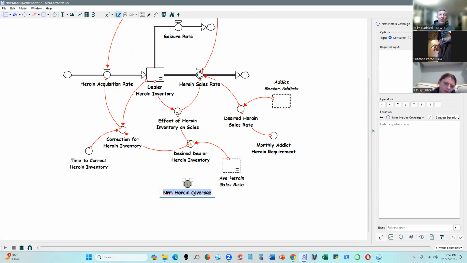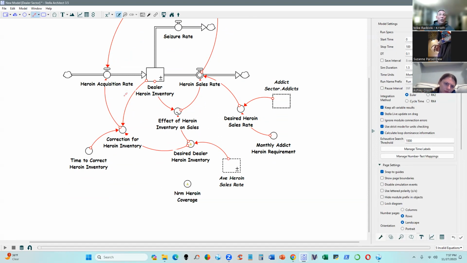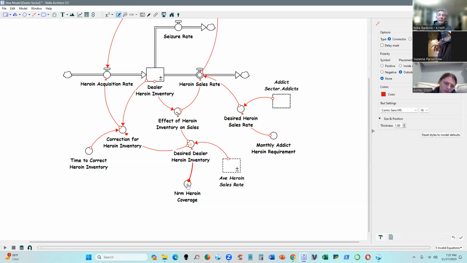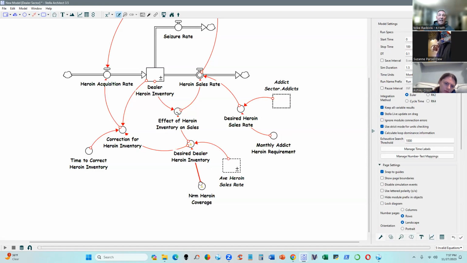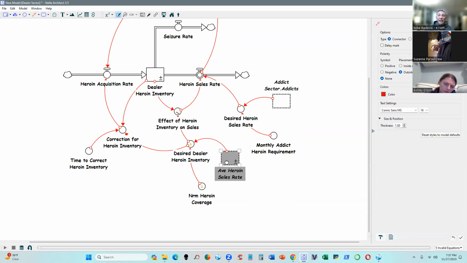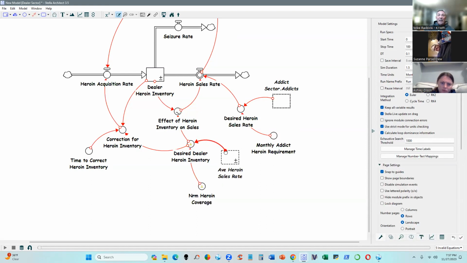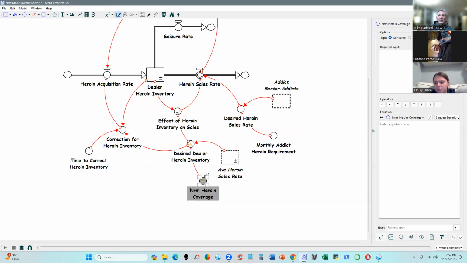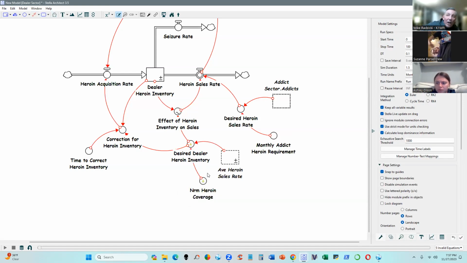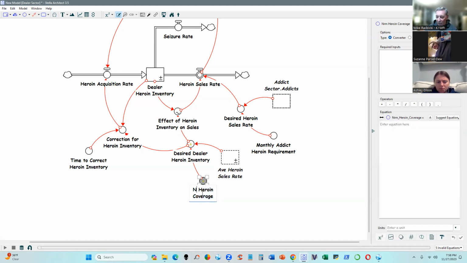So we have normal heroin coverage. In inventory management, there's the notion of coverage. My brothers and sisters in economics, in the national income and product accounts, call it the sales to inventory ratio. Remember we talked about Little's law? Average residence time of a unit in a stock. Well, you could say normal heroin coverage, or desired might make more sense.